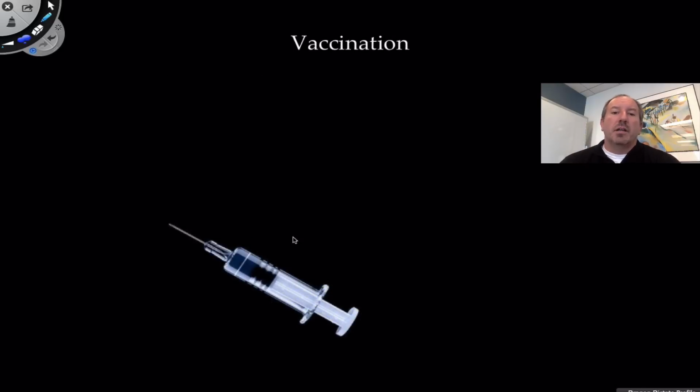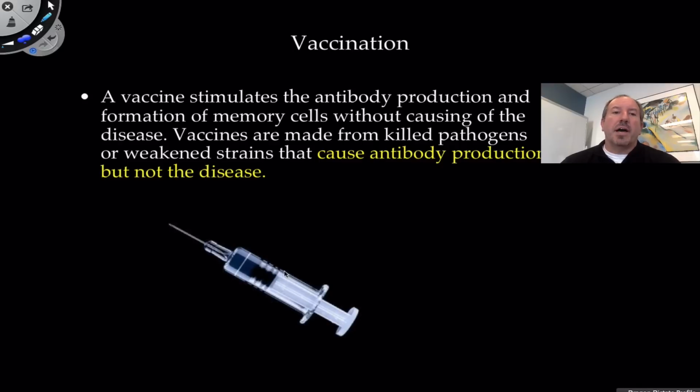So a little bit more about vaccination. And so I mentioned a few things about it. And so a vaccination is basically causing your body to produce antibodies. Right here, it's antibody production. This is its goal, and the formation of memory cells without causing the disease. And so obviously you wouldn't want to give someone an injection of a particular disease if you thought that that was going to hurt them.